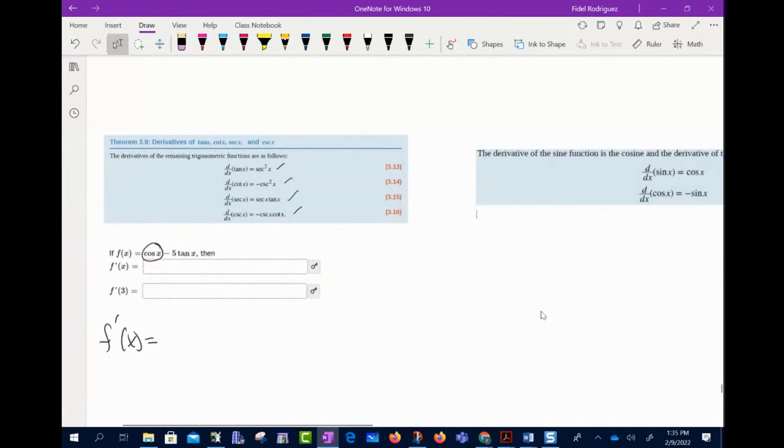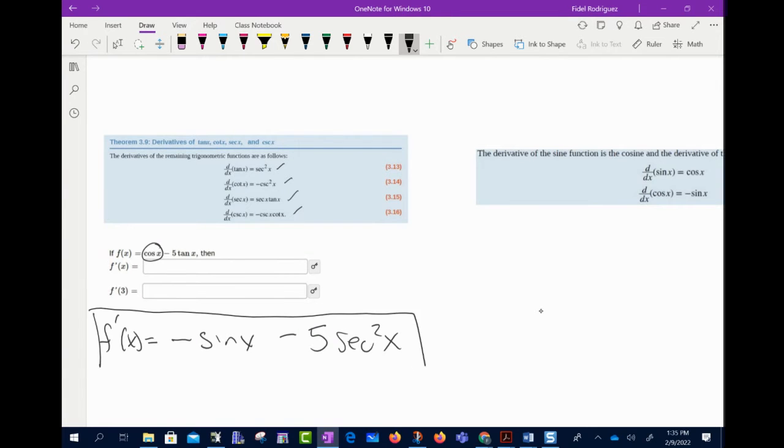Okay, so we said the derivative of a cosine is a minus sine. So right here, I'm going to write negative sine x minus 5. What's the derivative of tangent? Secant squared x, right? Okay, so this part right here, y'all, is my answer for the first part. You're just taking the derivative, right?